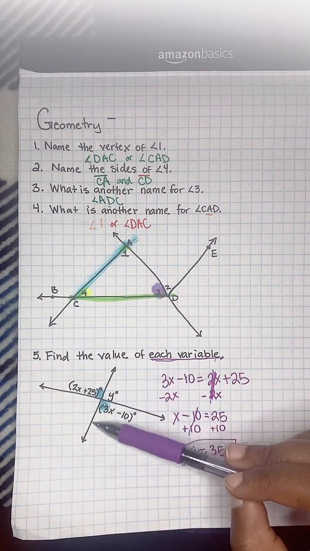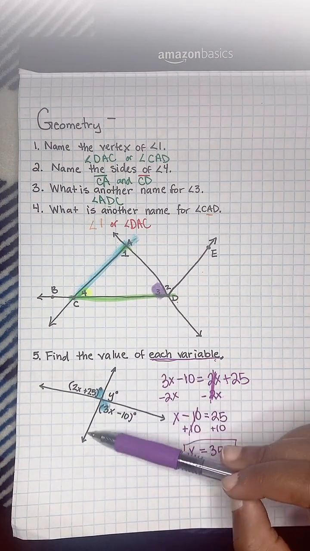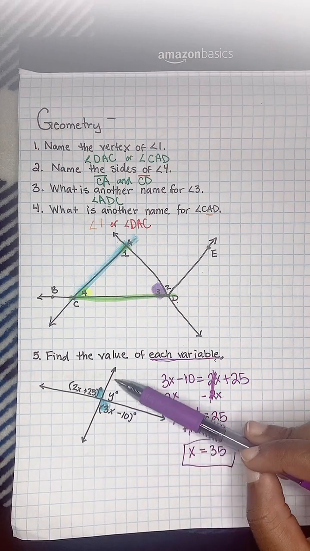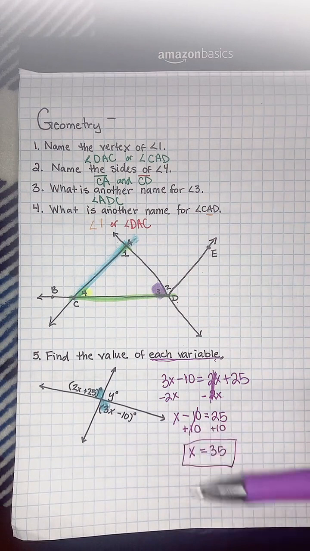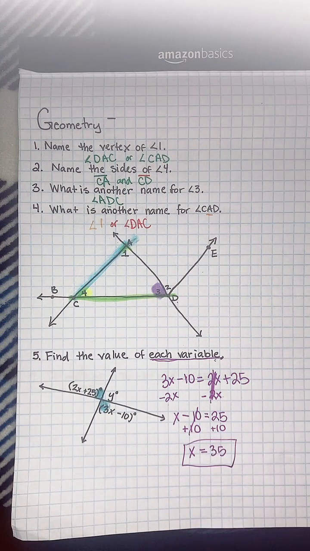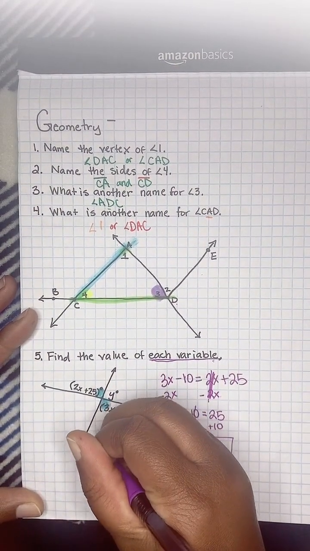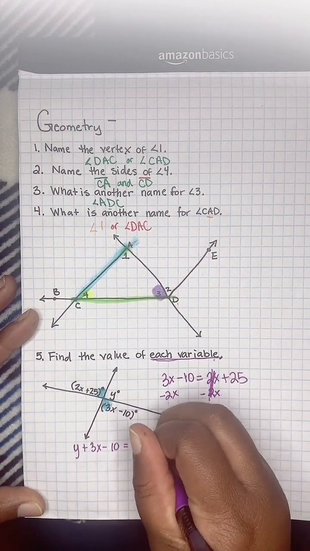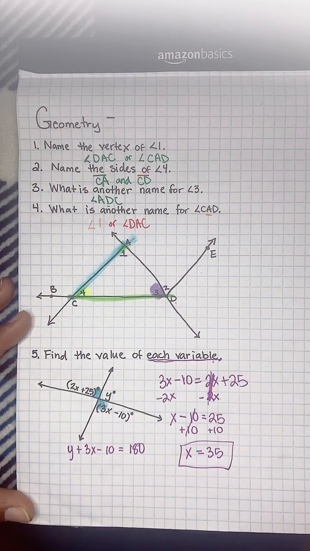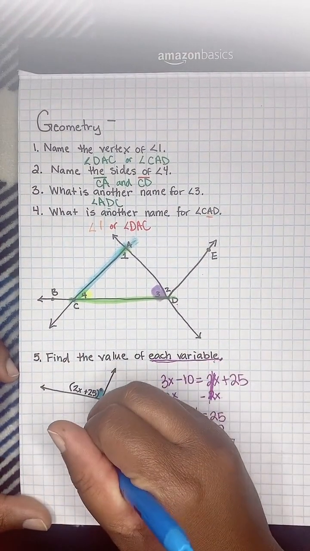How much is this? Does anybody know? Good. Somebody said plug in the 35 for the x. Perfect. So how much is a straight angle? Does anybody know? 180? Good. 180. Yes. Perfect. So we can set this up as y plus 3x minus 10 equals 180. And then I'm going to substitute, like somebody said, this 35 in for here.